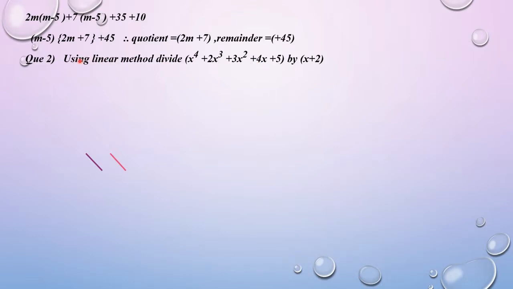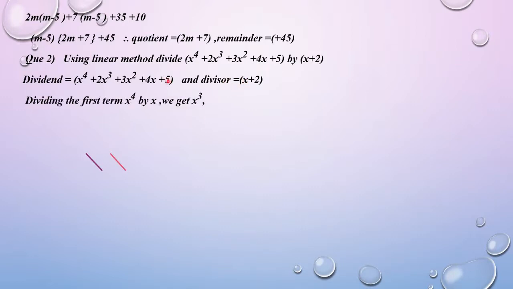Now we will do the second question using the linear method. x^4 + 2x^3 + 3x^2 + 4x + 5 dividing by (x + 2). The dividend is x^4 + 2x^3 + 3x^2 + 4x + 5, and our divisor is x + 2. Dividing the first term x^4 by the first term of the divisor x, we get the quotient as x^3.